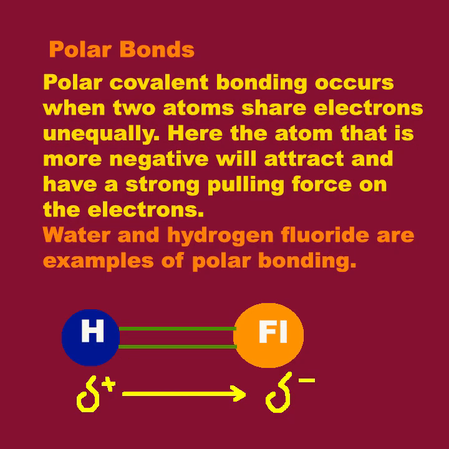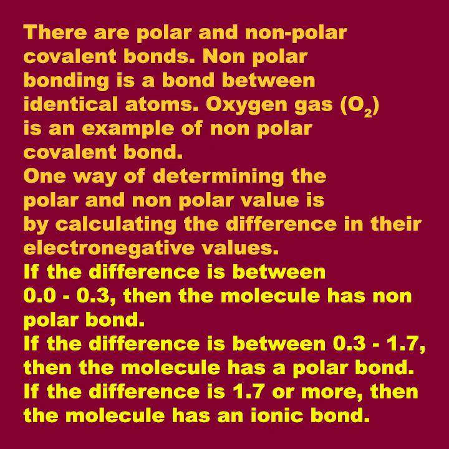Polar bonds. Polar covalent bonding occurs when 2 atoms share electrons unequally. Here the atom that is more negative will attract and have a strong pulling force on the electrons. Water and hydrogen fluoride is an example of polar bonding. There are polar and nonpolar covalent bonds. Nonpolar bonding is a bond between identical atoms. Oxygen gas, O2, is an example of nonpolar covalent bond.